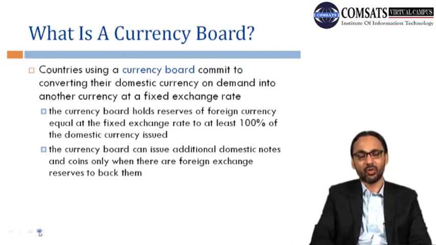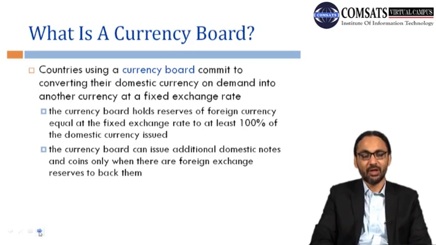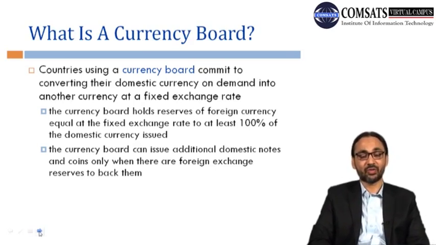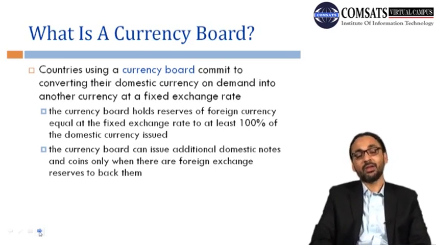Okay, what is a currency board? Countries using a currency board commit to converting their domestic currency on demand into another currency at a fixed exchange rate. The currency board holds a reserve of foreign currency equal, at a fixed exchange rate, to at least 100% of the domestic currency issued. China and Hong Kong use this system.